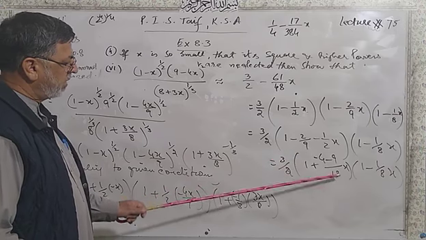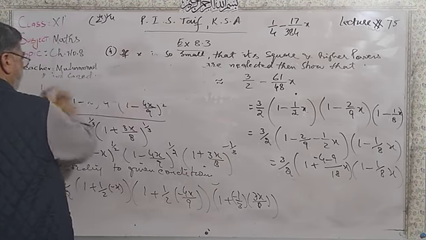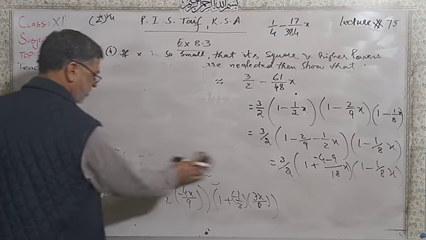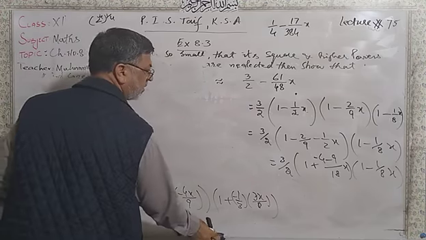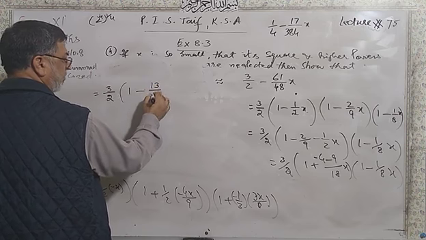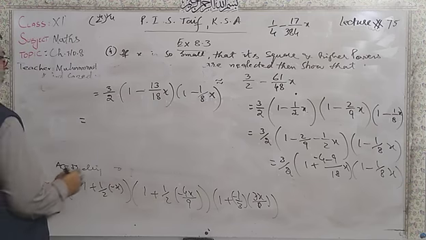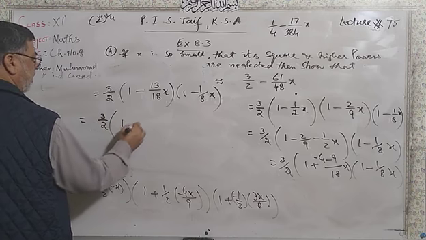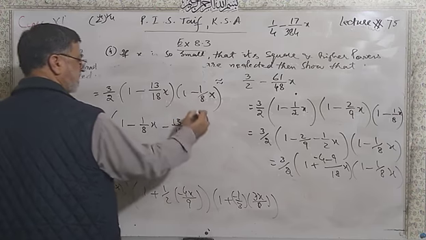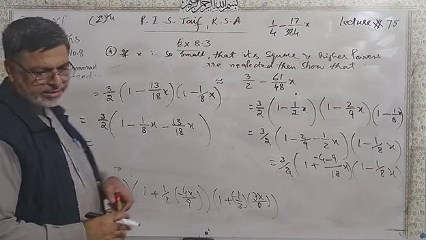Here we will get 3 over 2 into 1 minus 13 over 18x into 1 minus 1 over 8x. 3 over 2, 1 minus 1 over 8x minus 13 over 18x, and next is x square term, so it is involved. This will be neglected.